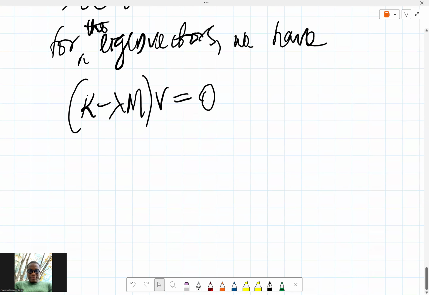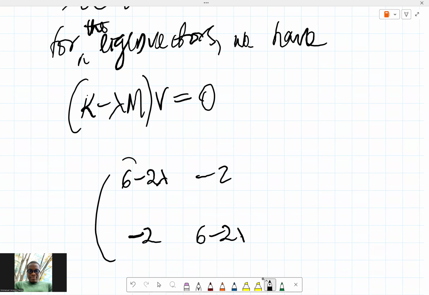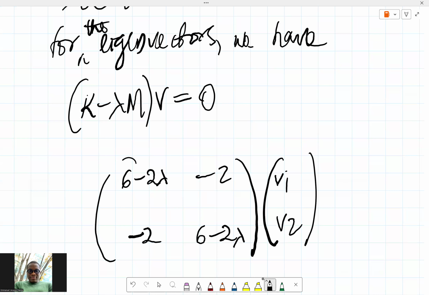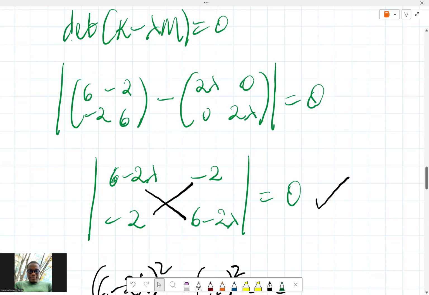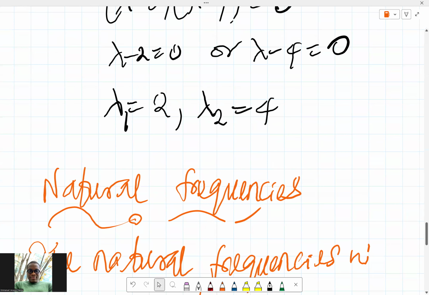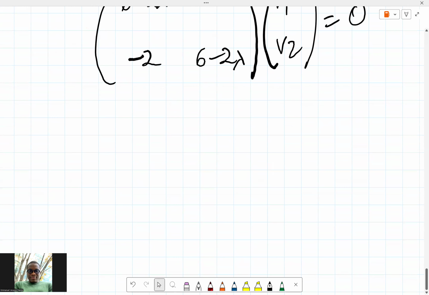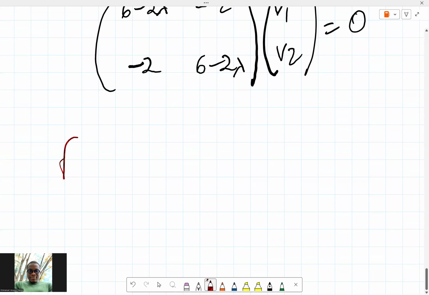So that means we have, no absolute value this time around, we just have 6 minus 2 lambda, minus 2, then minus 2, 6 minus 2 lambda. This is k minus lambda m into v, let's say v1, v2, and that is equal to 0. Now we have two different kinds of lambda. Lambda 1 is 2, lambda 2 is 4. So let's go for lambda 1, which is equal to 2.